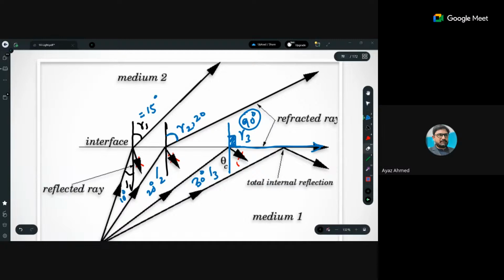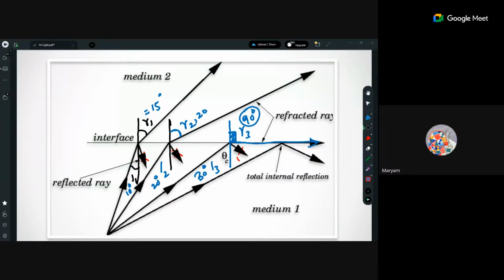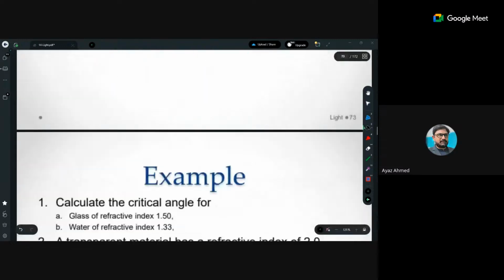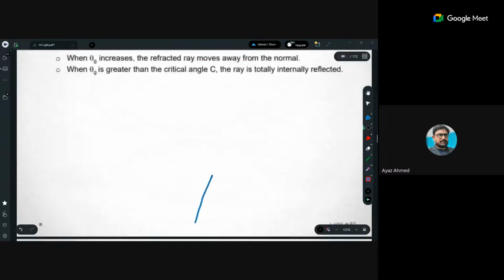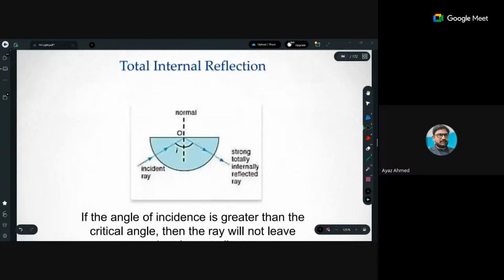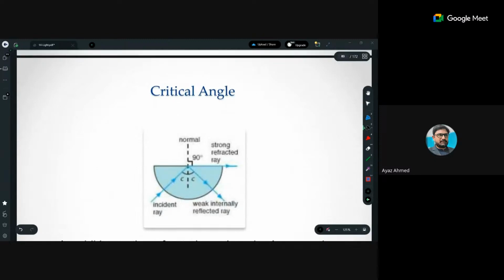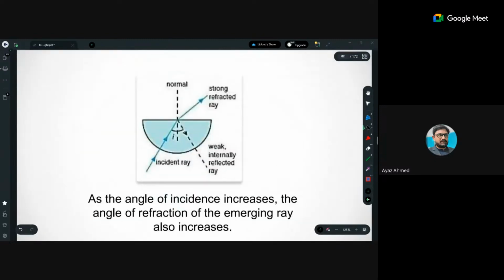Yes, what is your name, Mariam? What was your question? I'm saying that the angle of incidence and the angle of refraction don't increase with the same ratio, right? No, it depends. There is a formula, the refractive index formula, from which we calculate it. Let me look for a good diagram for Areeba.